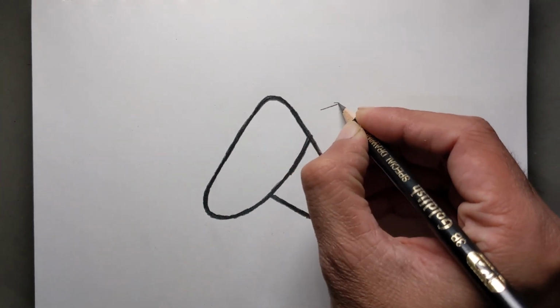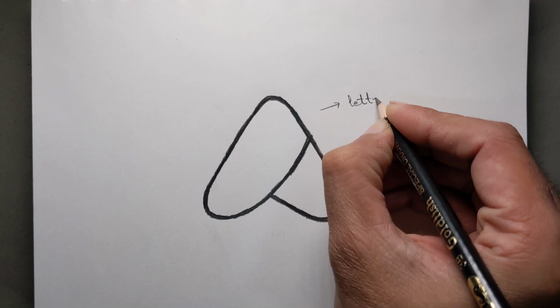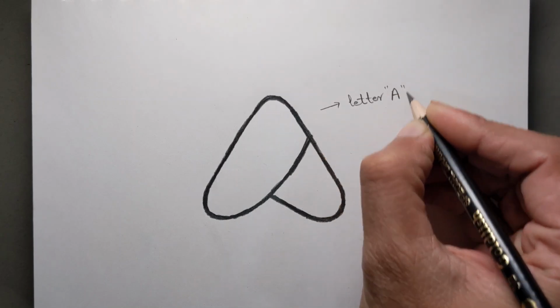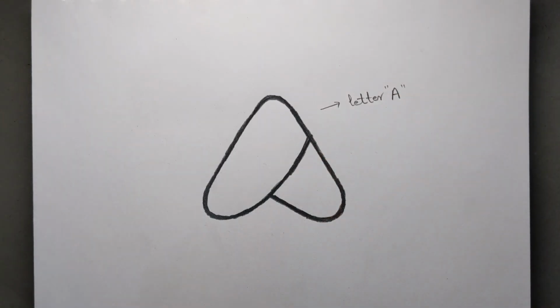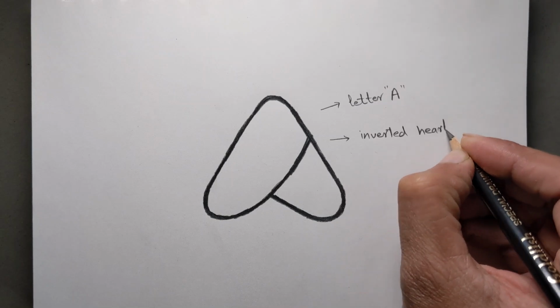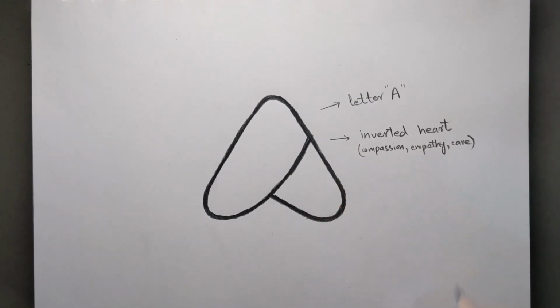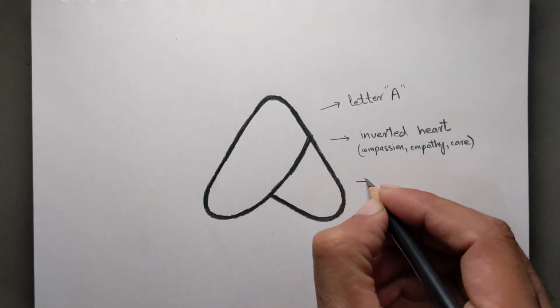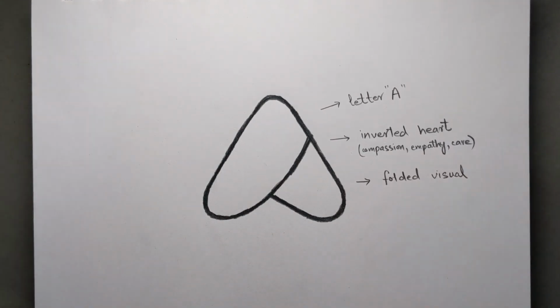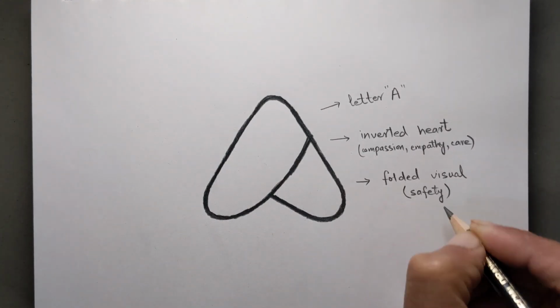First of all, we can say that overall, this design represents the initial letter A. Then, the logo is designed as an inverted heart, emphasizing compassion, sympathy, and customer care. At number 3, the logo represents a folding or wrapping visual, symbolizing cover and safety.